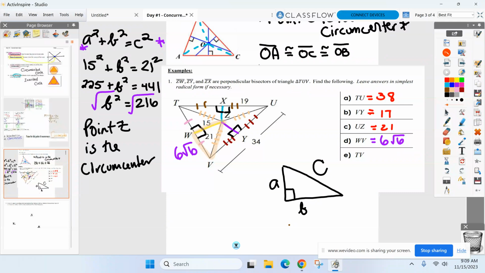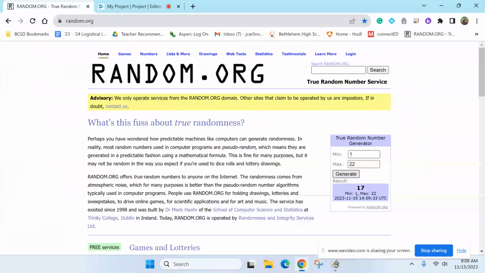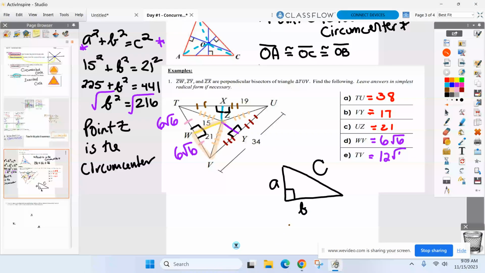I have one more question for you: what's the length of TV now? Well, we just found WV was 6 radical 6. What's TW then? Also 6 radical 6. What do I need to do to the two to find the full side? Add them together. I don't care if you did radicals or not last year, you can type it into your calculator. And you end up with TV in simplest radical form, 12 radical 6. Good.